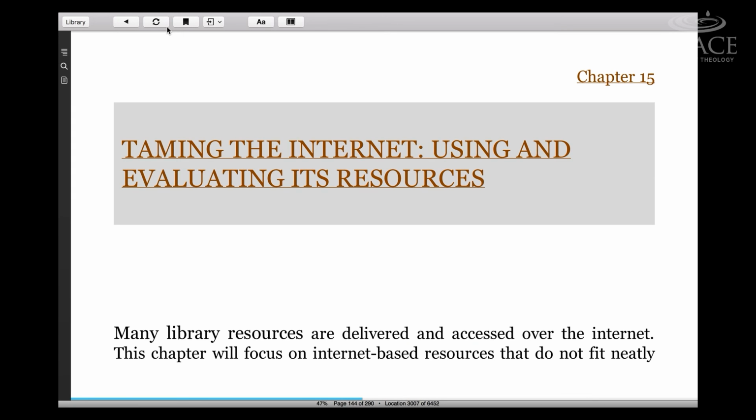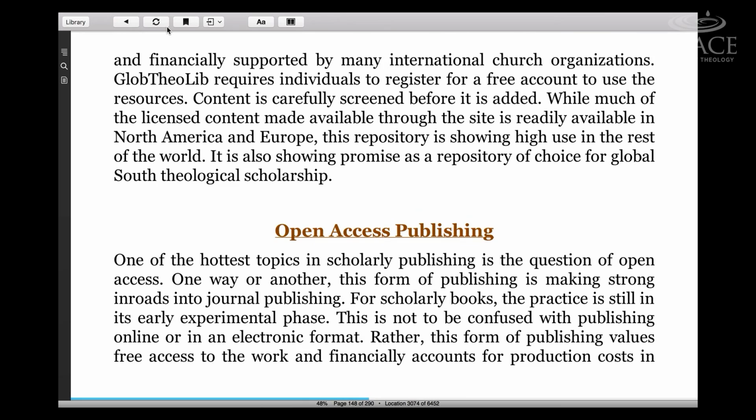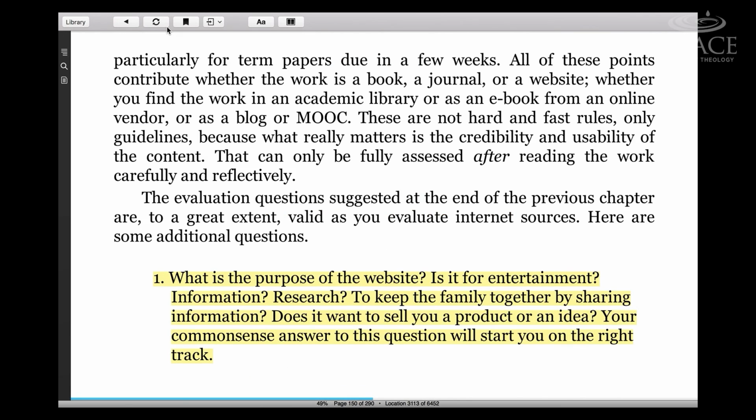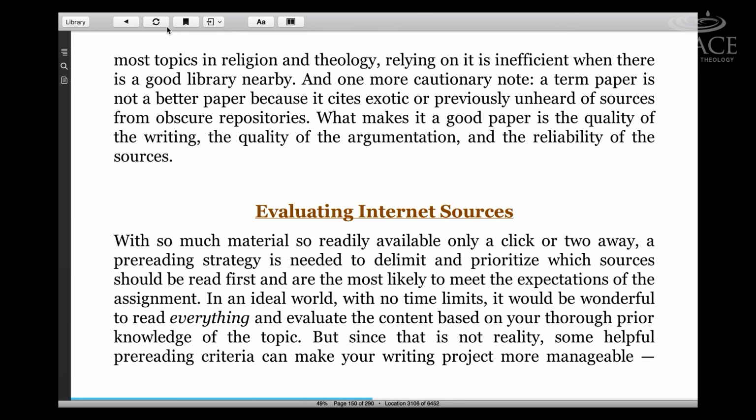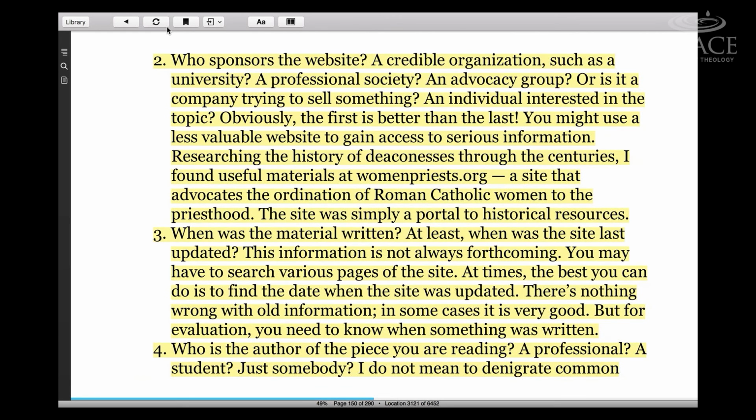Okay, chapter 15, Taming the Internet. So there's a section in here called Evaluating Internet Sources that I want to focus on. So here we go, Evaluating Internet Sources. So here are some questions you can ask yourself when you are considering internet sources. Number one, what is the purpose of the website? Is it an entertainment source? Is it an information source, a research source? Is it trying to sell you something? Answers to these questions will help you decide if this is a good site or not.